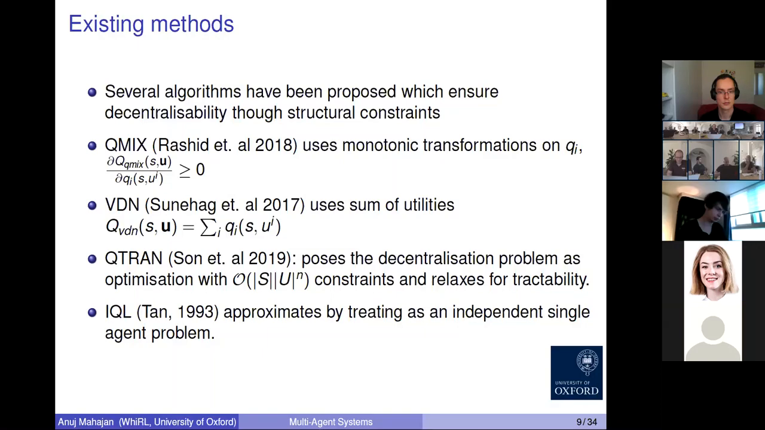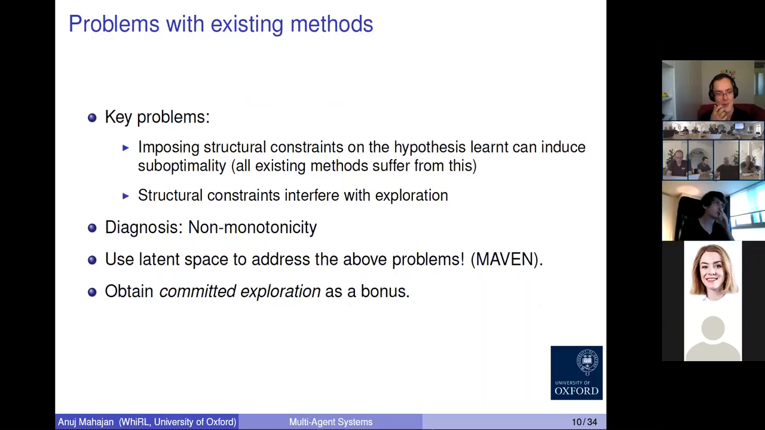Given these solutions to the CTDE problem, the thing which I noted was that in some sense these methods ignore the problem of exploration, and I proved that given their solution approaches, they are always susceptible to suboptimality, because the way they have defined their hypothesis class, they can interfere with the exploration process of the agents. That would mean that it's not always the case that the agents would learn the optimal behavior. And we'll see this in greater detail in terms of the theorems which I came up with. But the key idea is that imposing structural constraints on the hypothesis learned can induce suboptimality through exploration, because it interferes with the exploration process. The reason I found for this peculiar problem was something which I call non-monotonicity, which we'll see quickly in some time.